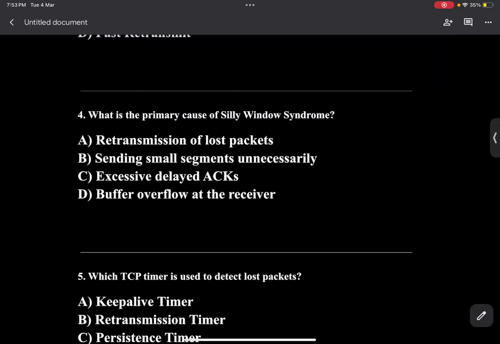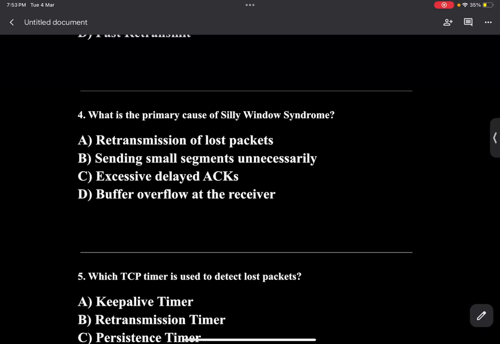Come on. Only one of you has answered. It's easy only. What is the primary cause of silly window syndrome? No, Aman, it's 4B. Sending small segments unnecessarily. Now only we have done that.